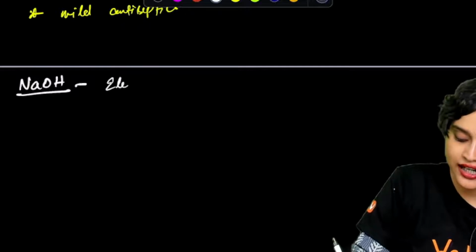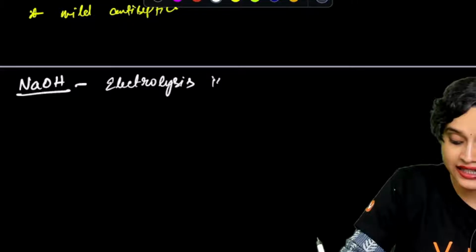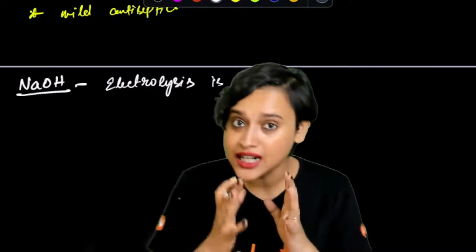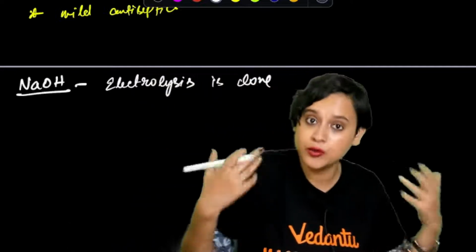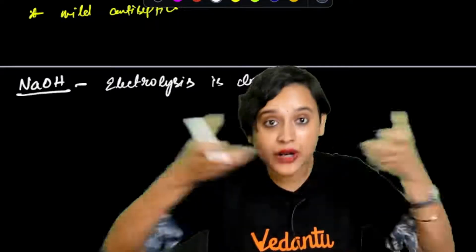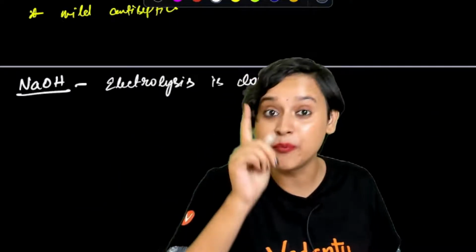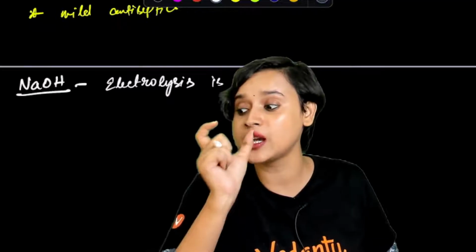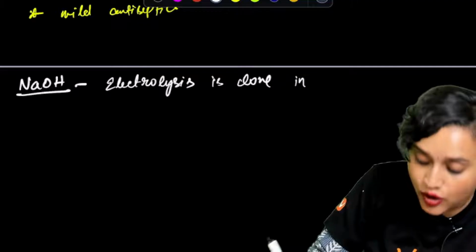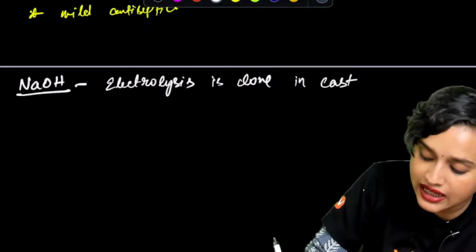The process is electrolysis, but this electrolysis is done in a cell. You remember electrolysis is done with the help of electricity, isn't it? With electricity, you break something down. So here also you will be doing electrolysis, but in a very specific cell. This is something that you have to remember. You will have to do it in the Kastner-Kellner cell.